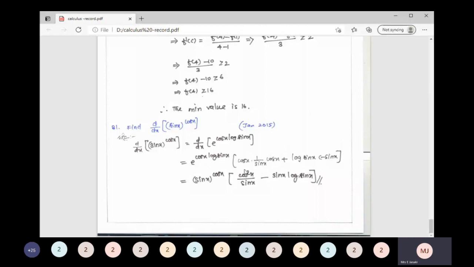Okay. So now this is cos x into cos x by sin x, that is cos square x by sin x, and plus minus sin x into log sin x. And again the given function, this e power cos x into log sin x, the original form is what? Sin x power cos x. So we can replace it again. The answer is sin x power cos x into cos square x by sin x minus sin x into log sin x.